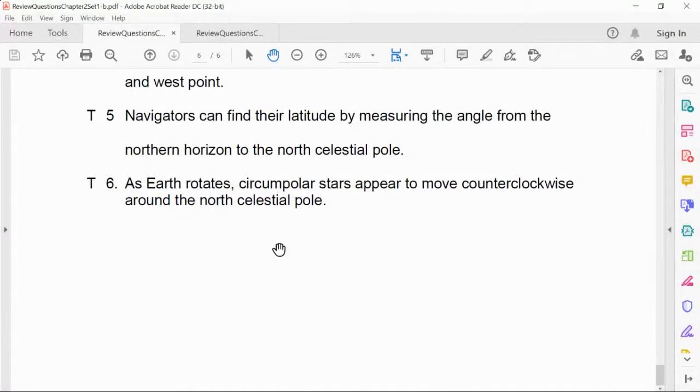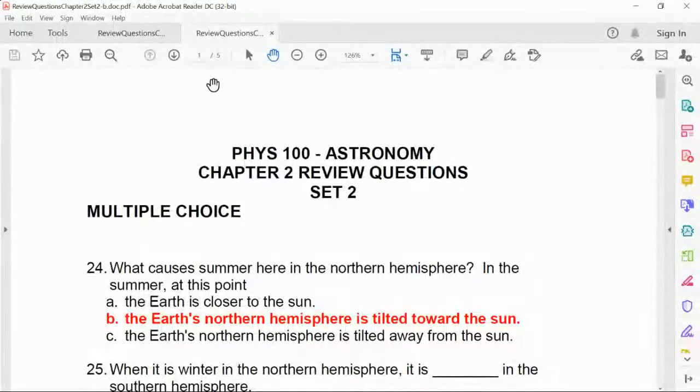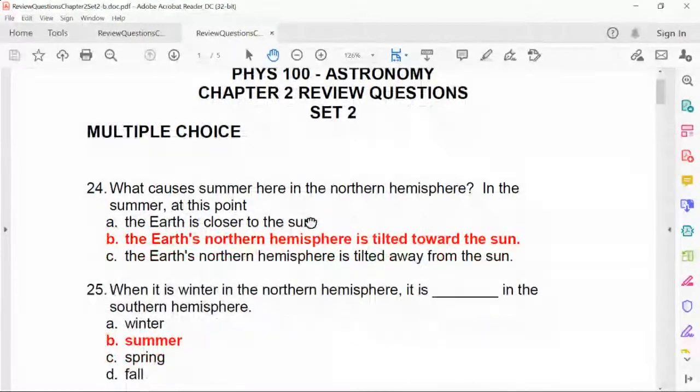Again, as I told you, these questions are like a review to test your understanding. You really have to understand why this is the right answer. You don't memorize them. So that's the first set that we have here. Then we have another set, which is set 2.